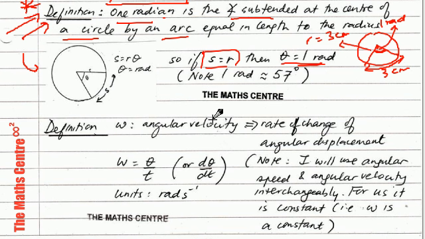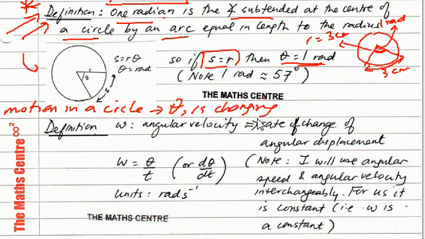We have motion in a circle. Let me write it here. We have motion in a circle. Therefore, we have theta, the angular displacement, changing. So when theta is changing, we can have a rate of change of theta. Great. That brings us to the next definition. We want to talk about omega, the angular velocity.